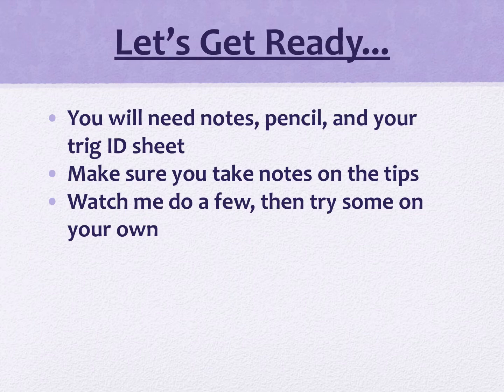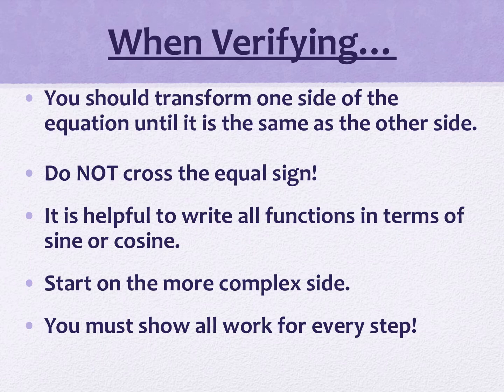Make sure you take notes on the tips and watch me do a few and then try some on your own. So when verifying, you should transform one side of the equation until it is the exact same as the other. Do not cross the equal sign. This kind of goes against everything you've learned in algebra. If you do something to one side, you have to do it to the other side. We are not doing that. We are only working on one side. We're manipulating it. We're substituting things in to get it to look exactly like the other side.